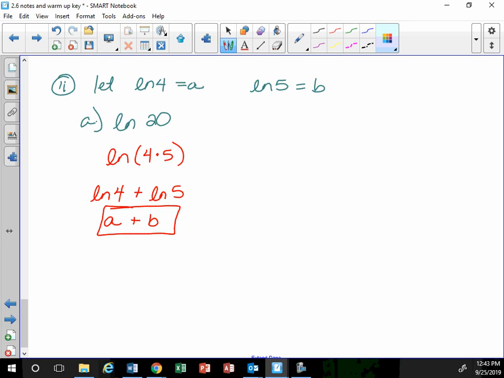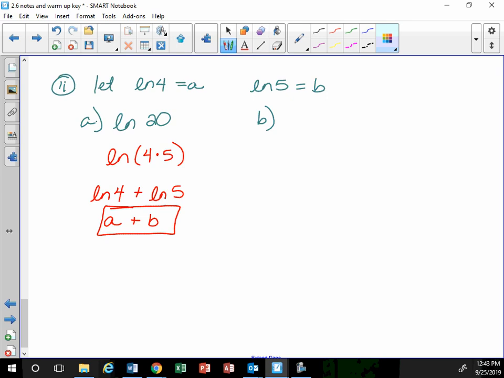Please, please, please do not say, oh, here's a 4 and a 5, this must be an a and a b. Don't put your letters in until the very last step. You've expanded, you've done everything you're doing, then put your letters in. All right. That was a pretty easy one. I'll give you a couple others here.